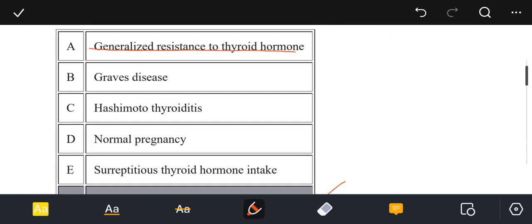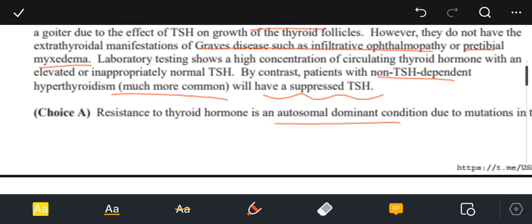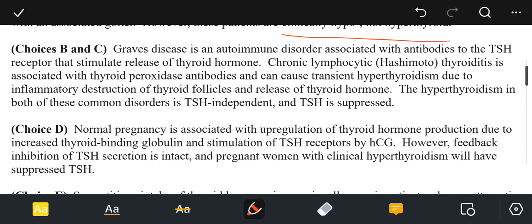The choices B and C, which are Graves' disease and Hashimoto thyroiditis, are not the options of choice because Graves' disease is an autoimmune disorder associated with antibodies to the TSH receptor that stimulate the release of thyroid hormone. Chronic lymphocytic thyroiditis, that is Hashimoto thyroiditis, is associated with thyroid peroxidase antibodies and can cause transient hyperthyroidism due to inflammatory destruction of thyroid follicles and release of thyroid hormone. The hyperthyroidism in both of these common disorders is TSH independent and TSH is suppressed.